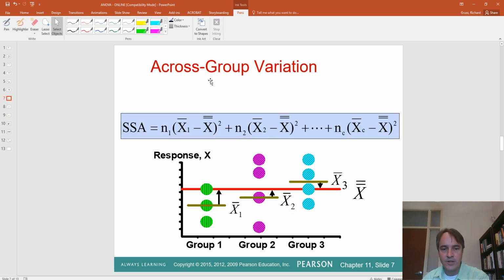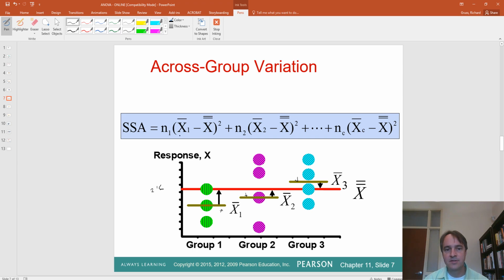Each group is going to have its average, right? We've got this grand mean here, which is this red line. Let's say the grand mean was somewhere around 216 yards. We've got this overall mean, but within each group we're going to have a mean also, and these gold lines are the individual group means. Now what we're going to do is find out how far these group means are from the grand mean.